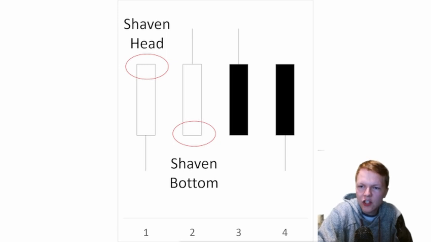What if a white candle has a shaven bottom, like candle number 2? This means that the lowest price of the day was the same as the opening price. This is bullish because the bears were never able to bring the price below its open.